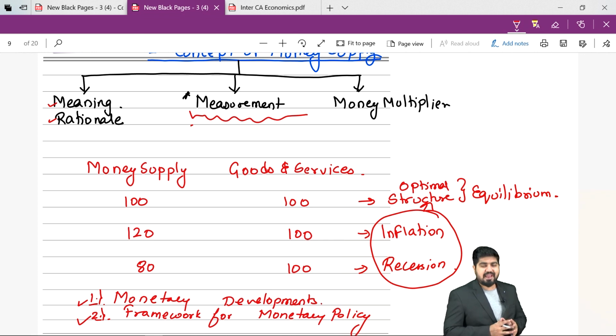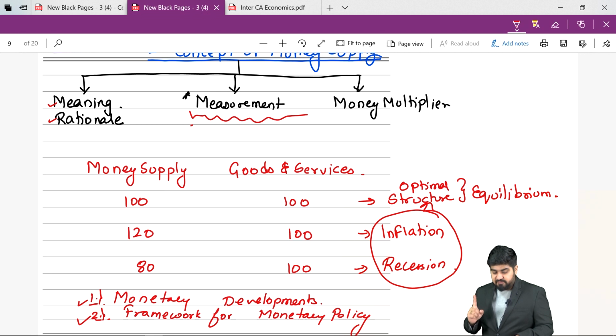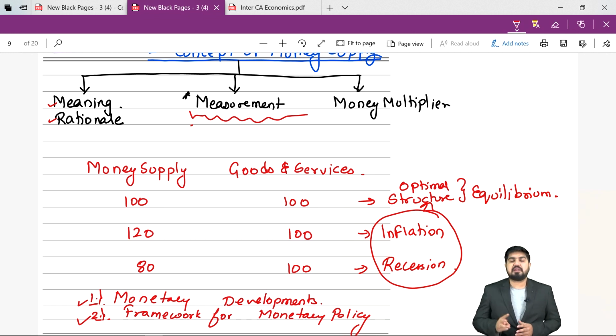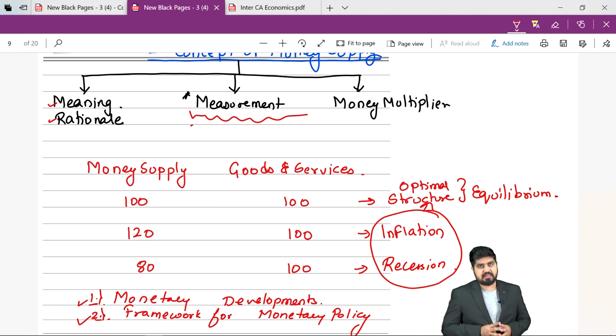See, monetary aggregates, that is our measurement of money supply, will be divided into three parts. First one is called as monetary aggregates. Second one is called as new monetary aggregates. And third and last one will be called as liquidity aggregates. So monetary, new monetary and liquidity aggregates.